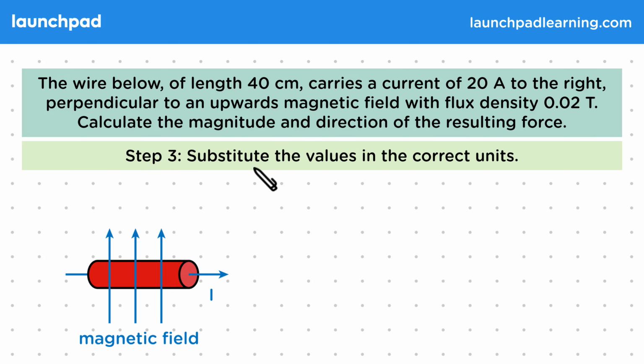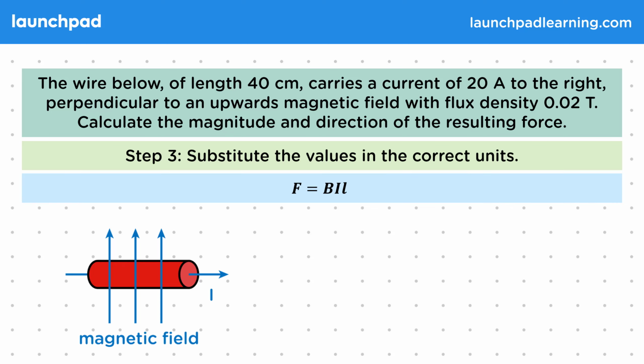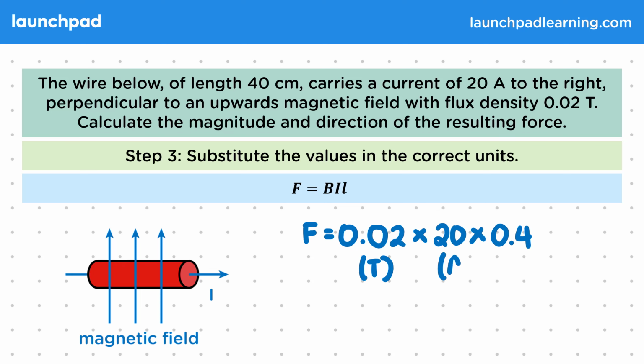In step 3, substitute the values in the correct units. So substituting the values from the question gives us that the force is equal to 0.02 times 20 times 0.4. Here the flux density and the current were in the correct units of teslas and amps, but the wire was in units of centimetres, so we've had to convert 40 centimetres to 0.4 metres. Putting this in our calculator, we find that F is 0.16 newtons. This is the magnitude of the force, but we still need to find its direction.